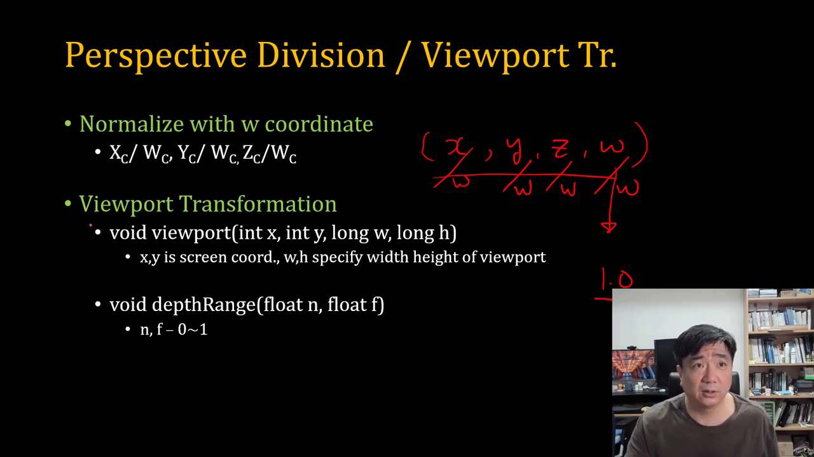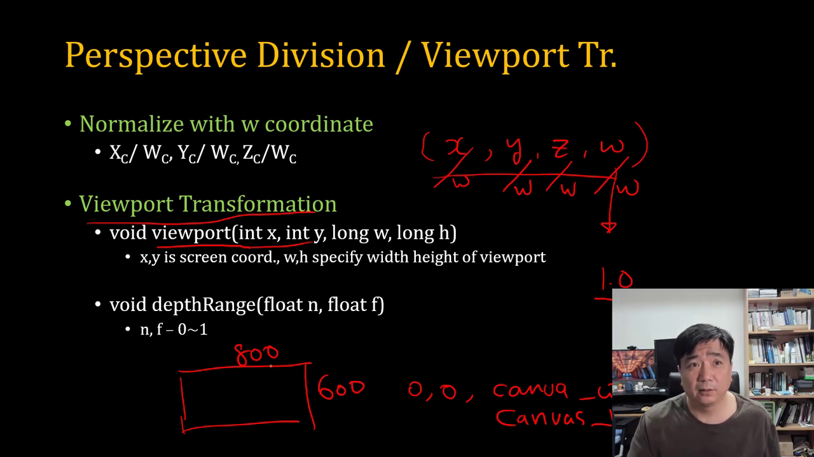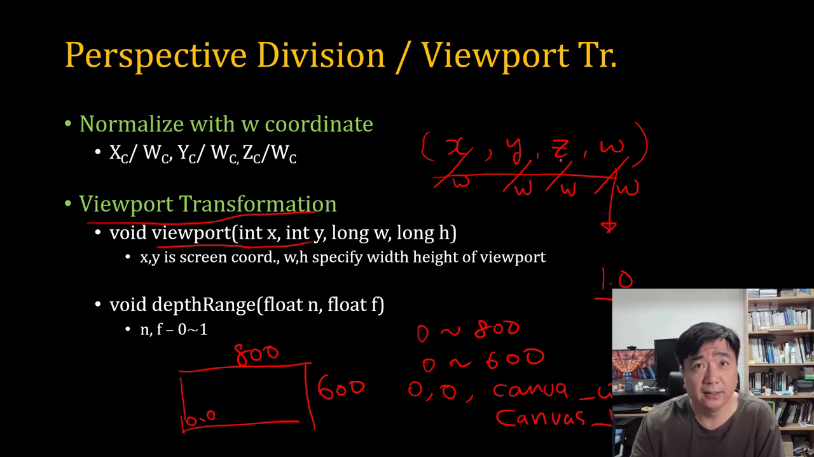And then it should go through the viewport transformation. In the viewport, can you remember that we set the screen coordinate? Normally 0, 0, and canvas width and canvas height, so the unit is pixels. We created the canvas in the HTML file with 800 pixels by 600. So XY will be 0,0 here, and width and height will be 800 and 600. Then XY will be scaled to the width inside this viewport, so X will be between 0 and 800, and Y will be between 0 and 600.